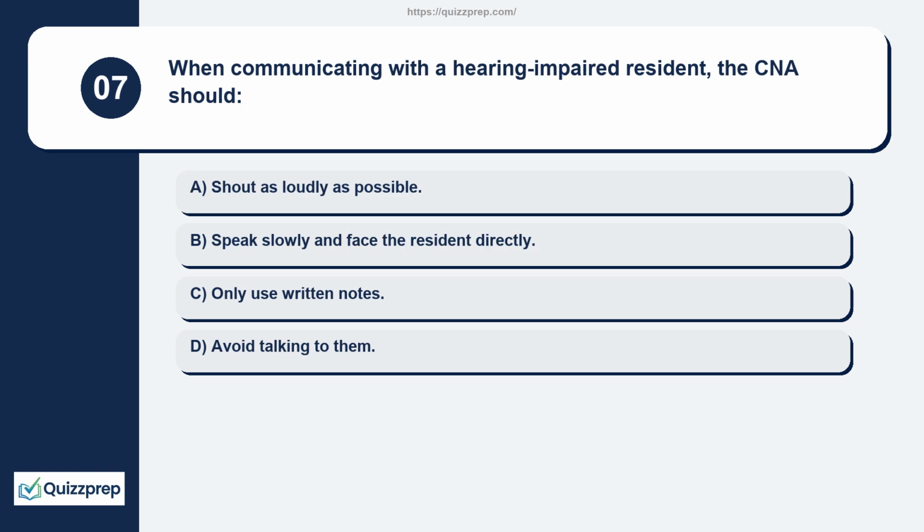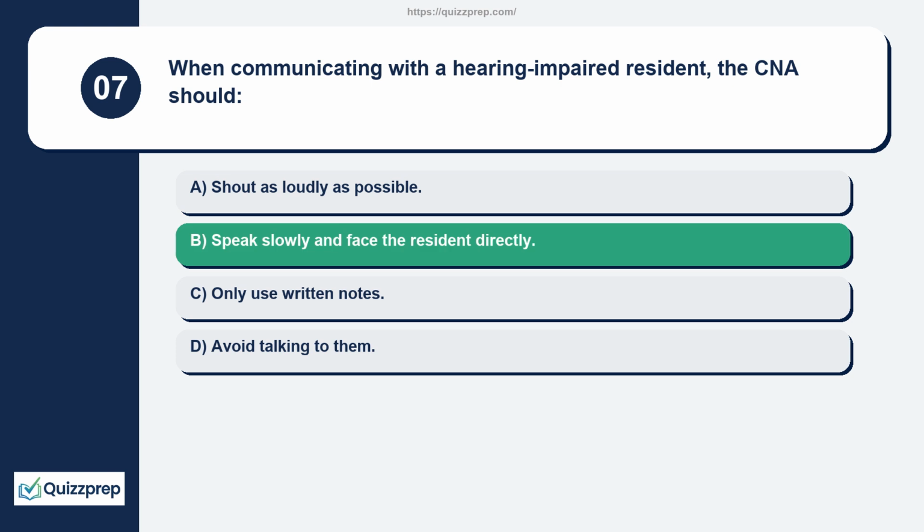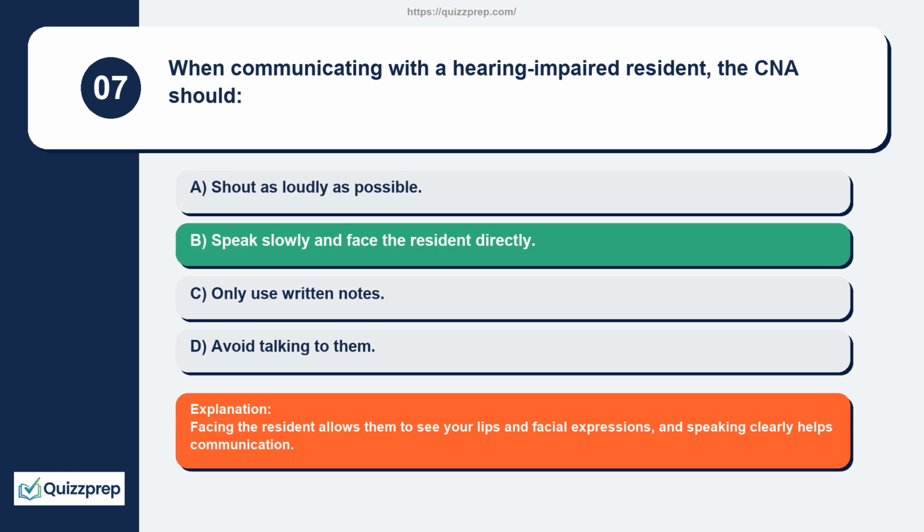Question 7. When communicating with a hearing-impaired resident, the CNA should shout as loudly as possible, speak slowly and face the resident directly, only use written notes, avoid talking to them. Facing the resident allows them to see your lips and facial expressions, and speaking clearly helps communication.